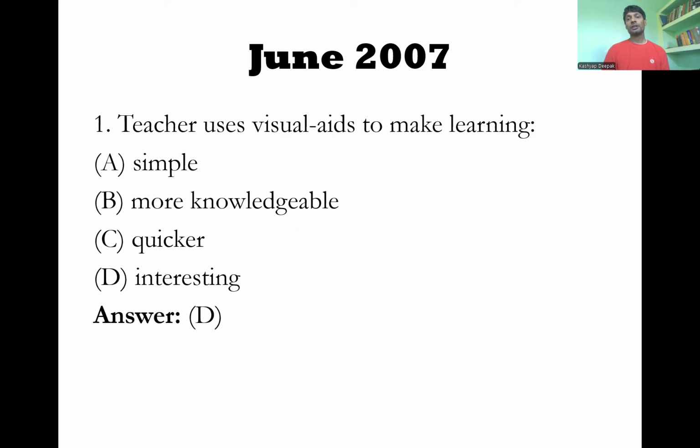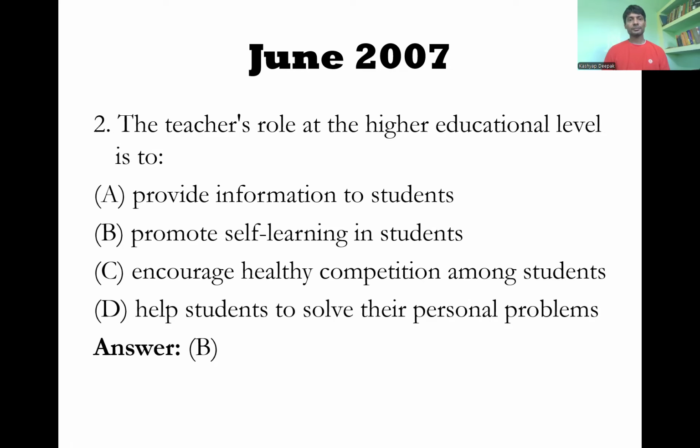This is June 2007, the first in the seventh year. A teacher uses visual aids to make learning simple, more knowledgeable, quicker, and interesting. Although all are correct answers, the more appropriate answer is D. Teachers' role at higher educational level is to provide information to students, promote self-learning in students, encourage healthy competition, and help students to solve their personal problems.